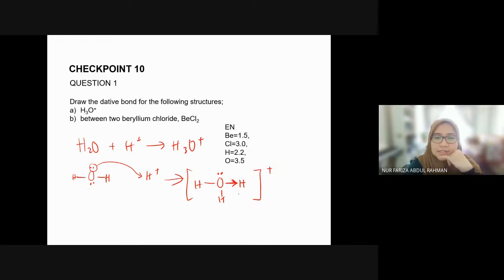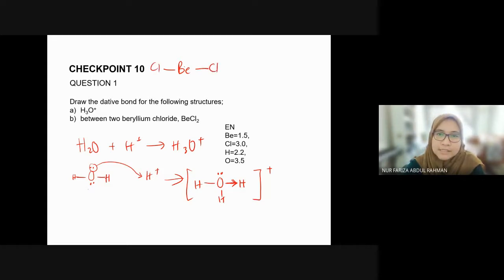Okay, beryllium chloride. This is almost the same as what we had for boron just now, and for aluminium just now. Make sure that you have the Lewis structure for beryllium chloride first. Kena tahu dululah dia punya Lewis structure dia apa.